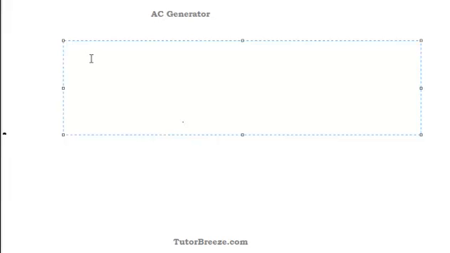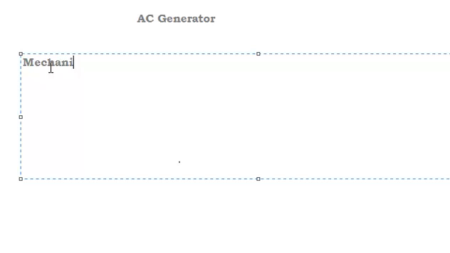An AC generator is a device that is used to convert mechanical energy to electrical energy. So let me just write this. This is a device that converts mechanical energy into electrical energy.